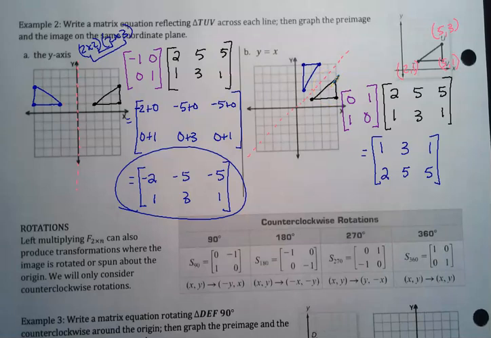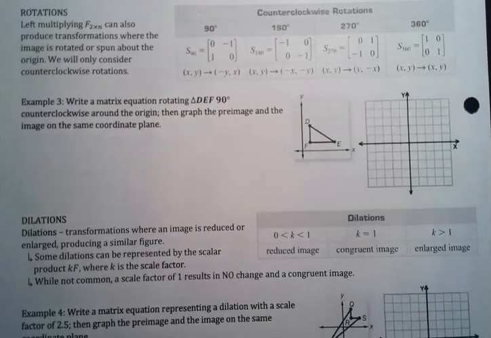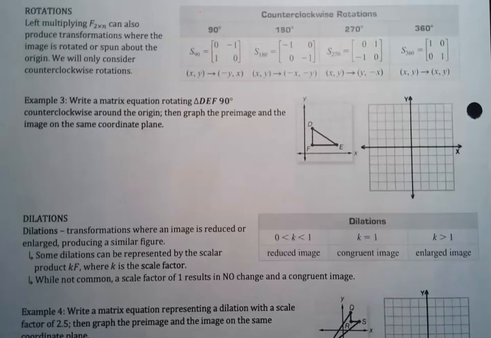Okay, so great job with this reflection one. All right, next up is the rotations. Again, with rotations, we're going to left multiply. We're going to left multiply a 2 by n matrix, because we have an x value and a y value. So I have 2, an x and a y, by however many we need.